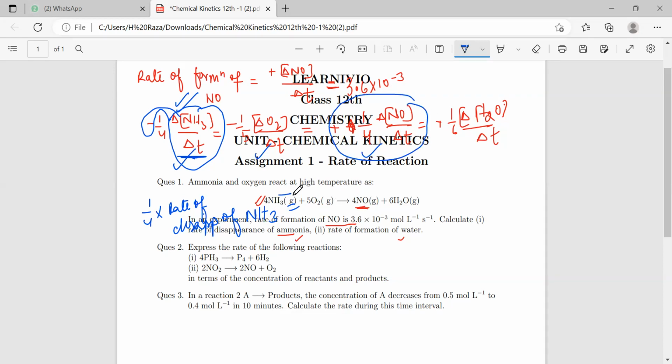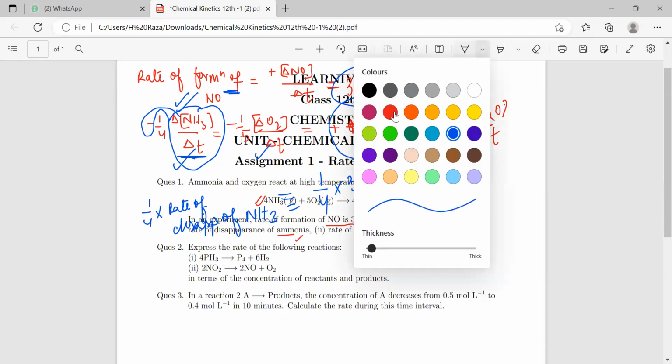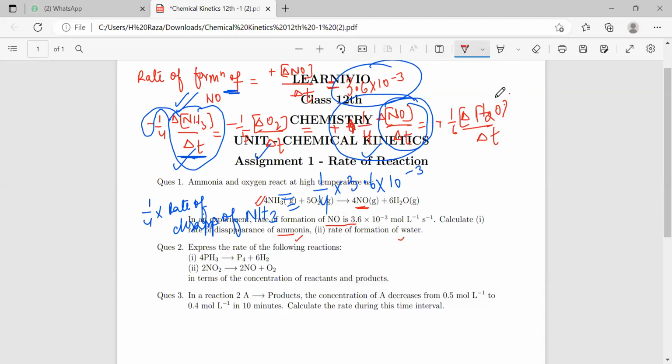Basically it is equal to 1 by 4, and this is your rate of formation of NO, which is given as 3.6. So 1 by 4 into 3.6 into 10 raised to the power minus 3. Can I write this? Yes or no? If you are not getting it, just let me know, I will share my OneNote. Are you able to understand it clearly? Yes, sir. Okay, then these are equal. That means 1 by 4 will be cancelled, so the rate of disappearance of NH3 will be 3.6 into 10 raised to the power minus 3. Are you getting my point?